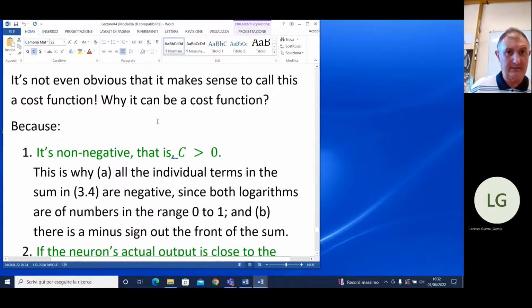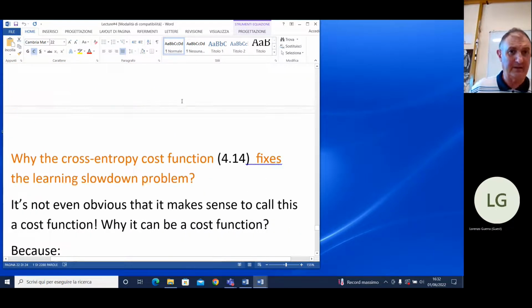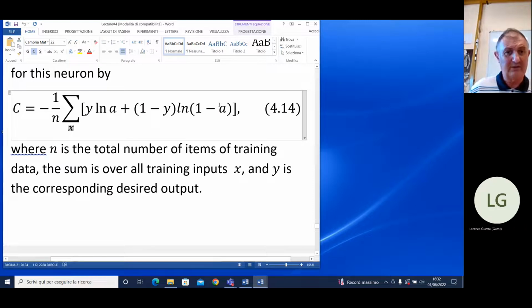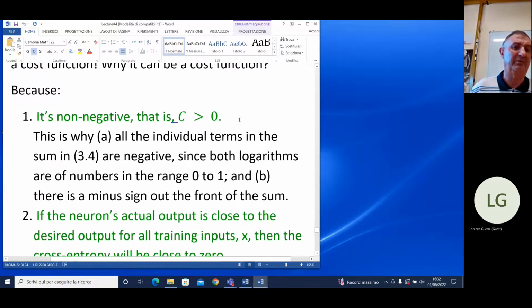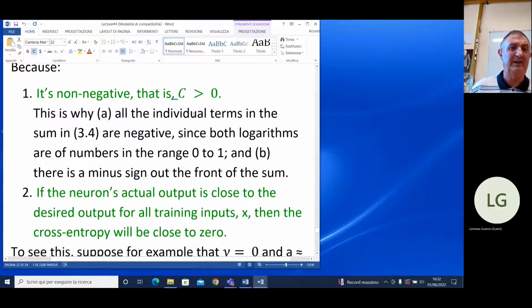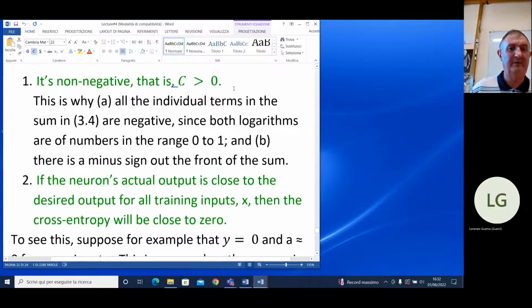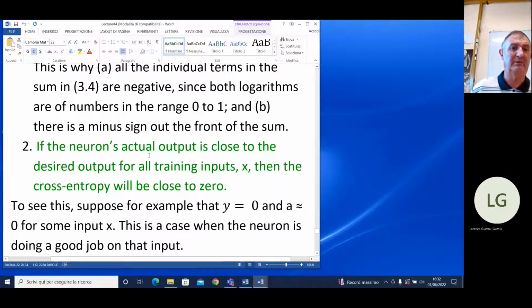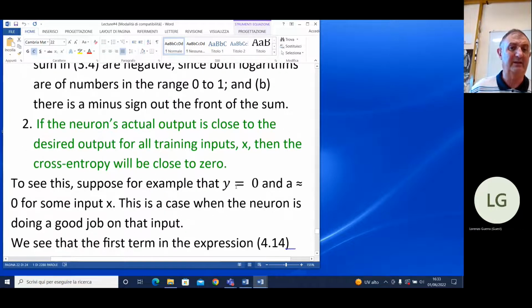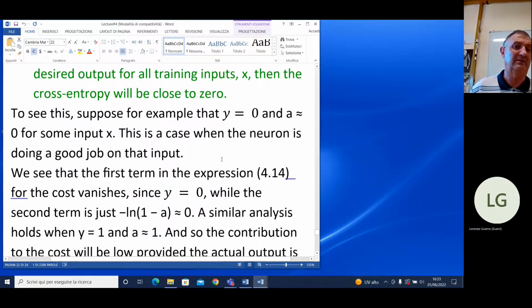And we can assert that such a function has the typical behavior of a cost function, in the sense that it is not negative, it is positive. And if the neuron's actual output is close to the desired output, then the cross entropy will be close to zero. So these are the typical necessary conditions which the classical cost function, something like the quadratic cost function, satisfies.